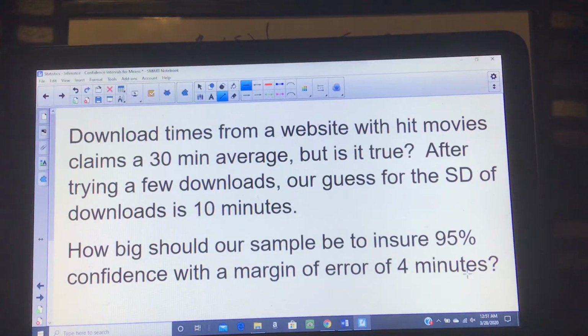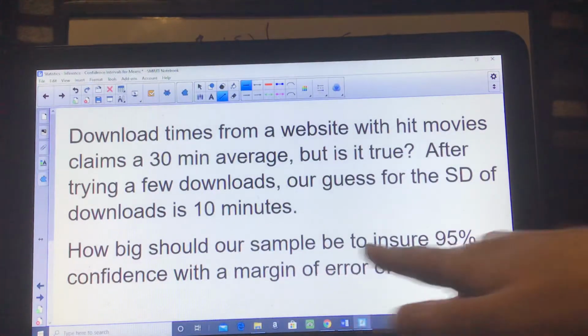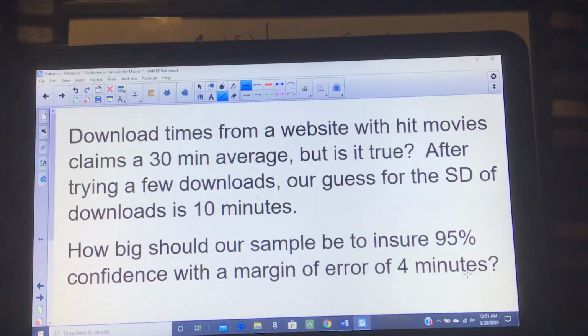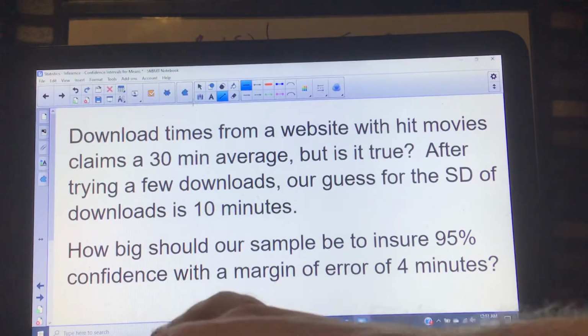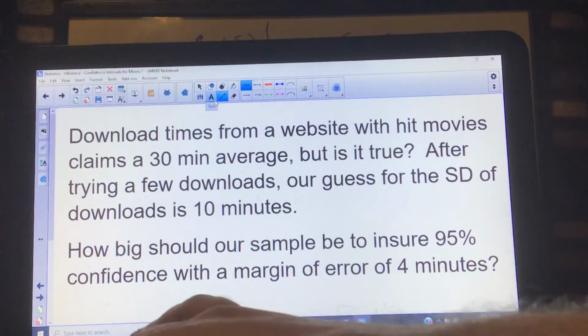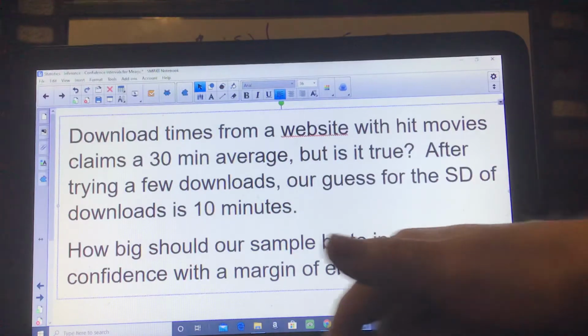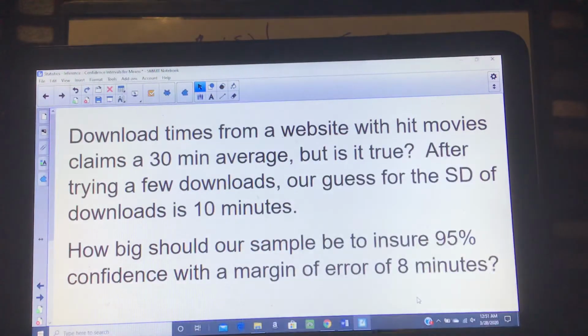So now the question is, if we want to test this claim, how big of a sample size should we use to ensure that we're at 95% confidence and we have a margin of error of... I should have changed this back. I'm going to use 8 minutes, because 4 we could calculate, but 8 makes my point better. All right, so sorry about that. I should have changed that. So we're going to use 8 minutes. So they want a margin of error of plus or minus 8 minutes.